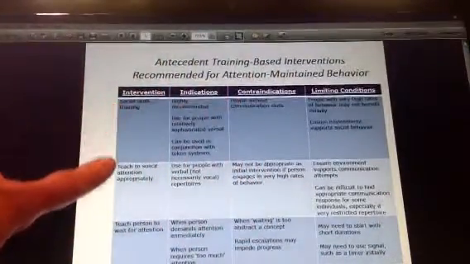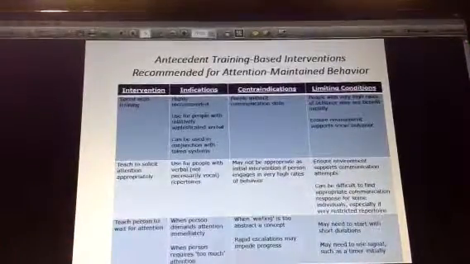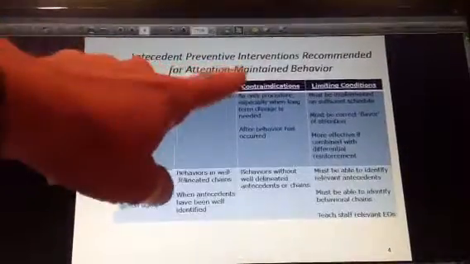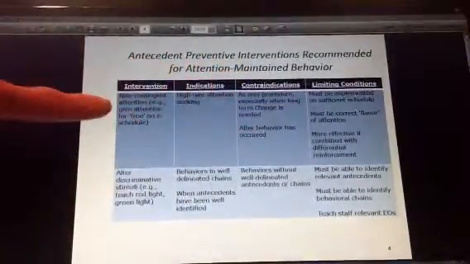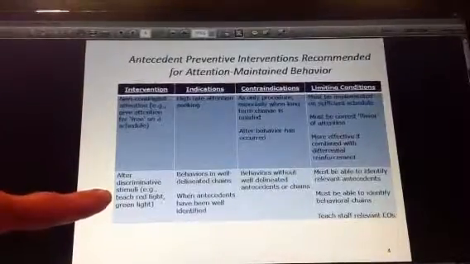This is social skills training. Teach them to get attention appropriately. Teach them to wait for attention. Here's an antecedent preventative for attention maintained. Non-contingent attention. Alter the discriminative stimuli.